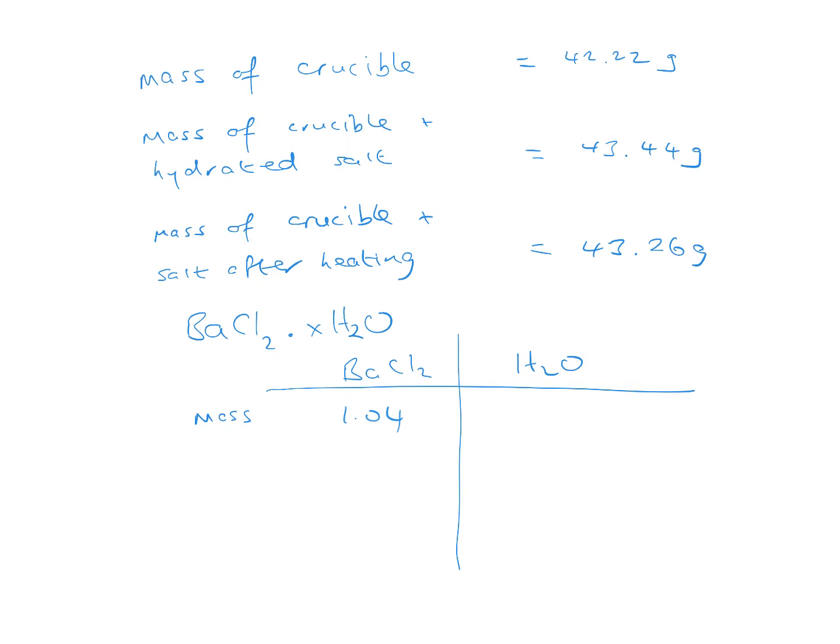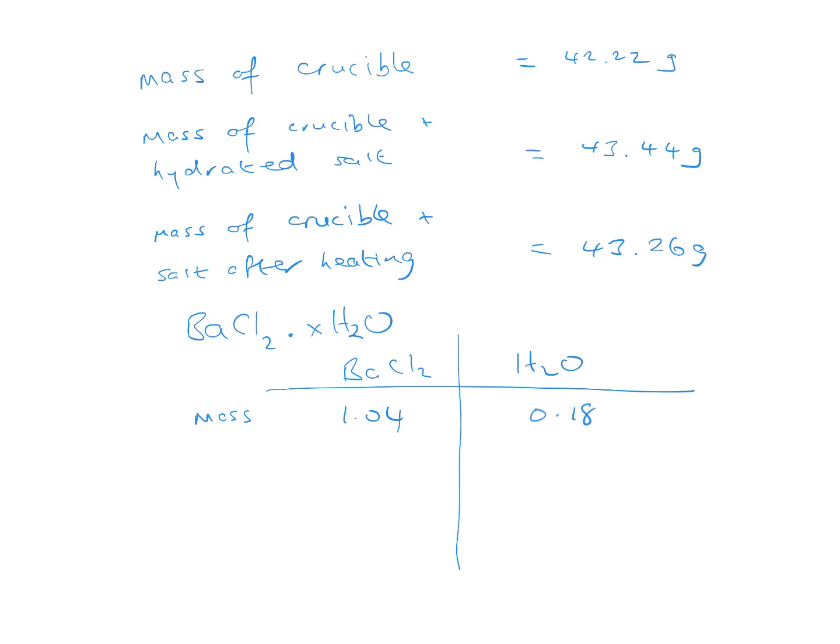Next, I calculate the mass of the water. So here is the crucible plus the hydrated salt that's containing water of crystallization. This is the crucible plus the salt minus the water because it's now dry. So the difference here is due to the water of crystallization being lost. So 43.44 minus 43.26 is 0.18. That's the mass of water of crystallization.